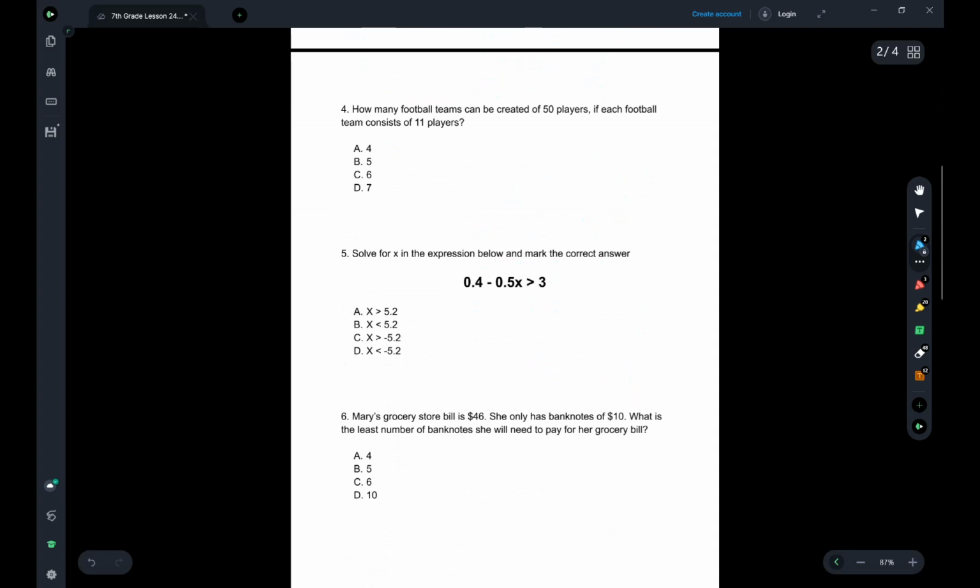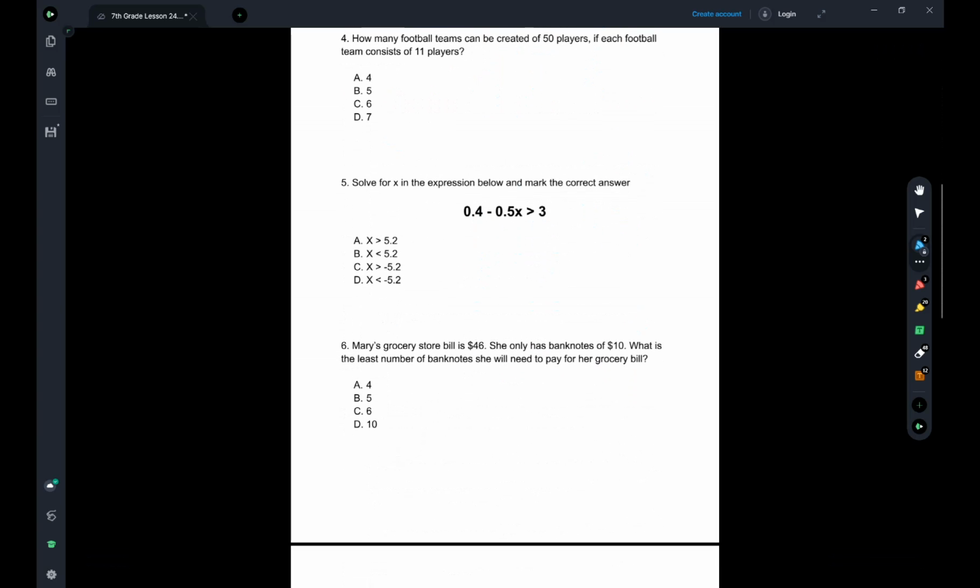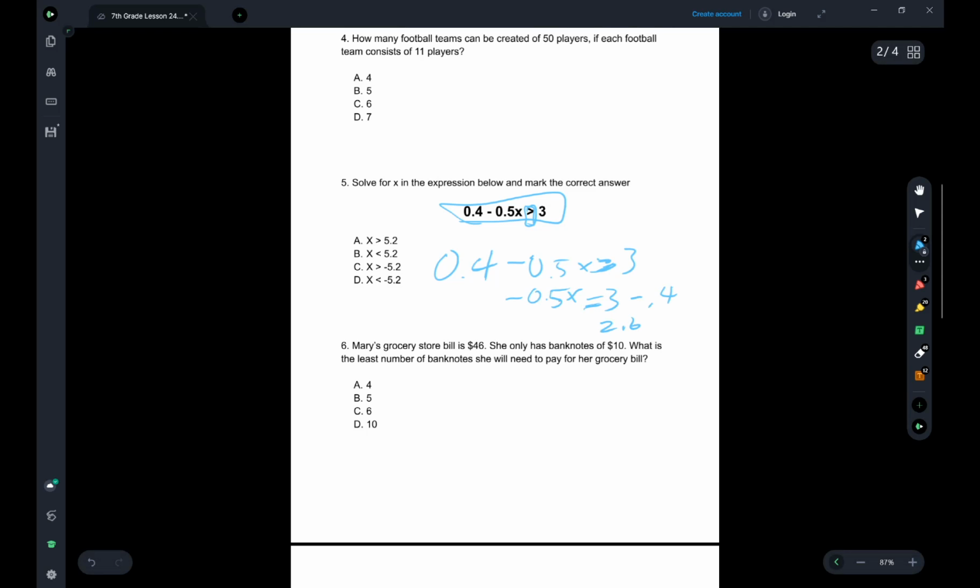Okay, number 5. Solve for x in the expression below and mark the correct answer. So the easiest way is just think of it as 0.4 minus 0.5x is equal to 3. So don't get intimidated by this symbol here, because you just need to solve it the same exact way you would solve it when it's an equal sign. So you would get negative 0.5x equals 3 minus 0.4. And that would equal 2.6.